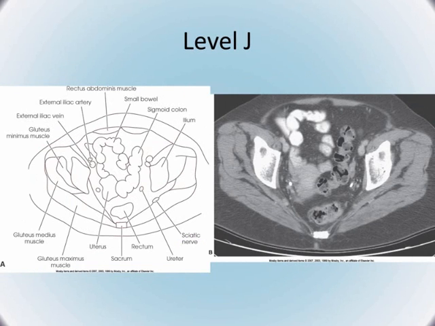At level J, we're looking at the rectus abdominis muscle, the small bowel, the sigmoid colon, the gluteus minimus muscle, the gluteus medius muscle, the gluteus maximus muscle, the uterus, the sacrum, the rectum, a ureter with contrast media, the sciatic nerve, the ileum of the pelvis.